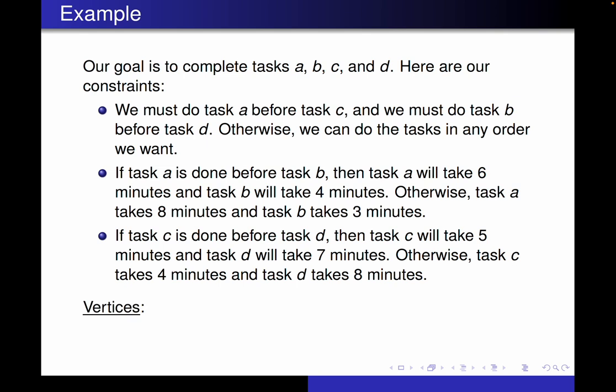So what are our vertices going to be? Well, let's start from the smallest vertices to the largest one. What I mean by smallest and largest, the ones that contain the least number of tasks to the ones that contain the most. So the least number of tasks that we can do, well, that's at the beginning when we haven't done anything. So that's going to be the empty set, right?